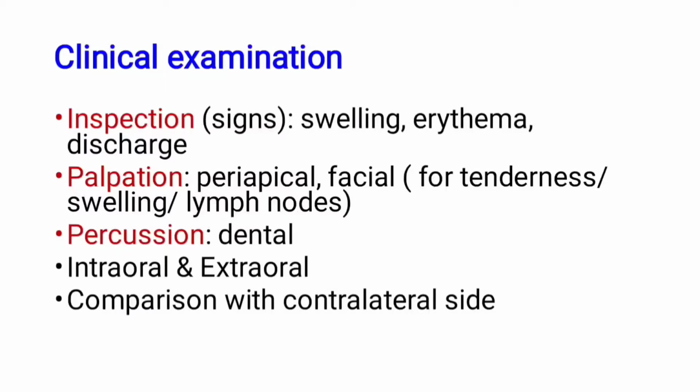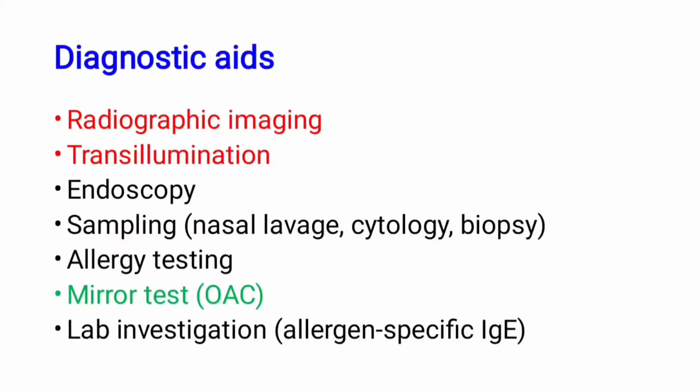Percussion should involve the dental teeth for any periapical infection, the upper teeth related to the sinus, and the facial surface of the maxilla for any tenderness. The diagnostic aids include radiographic imaging, transillumination, endoscopy, sampling like nasal lavage, cytology, biopsy from the diseased sinus lining or any lesion within the sinus or the periapical part of the tooth, allergy testing in case of non-odontogenic causes of sinusitis, and the mirror test, which will be beneficial later in case of oroantral communication and will be discussed in detail.